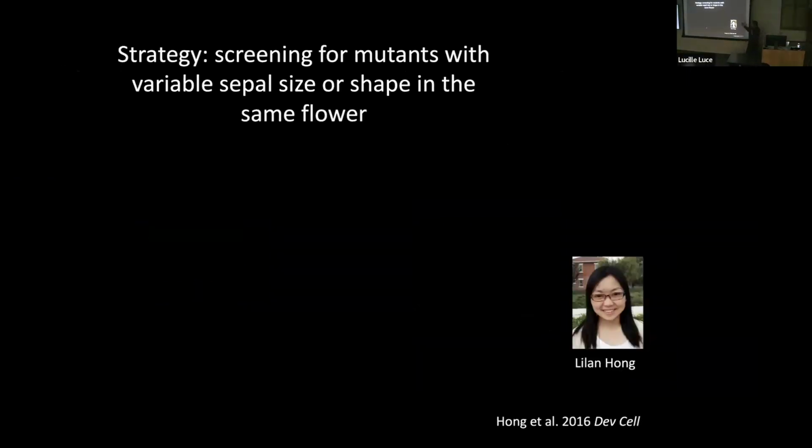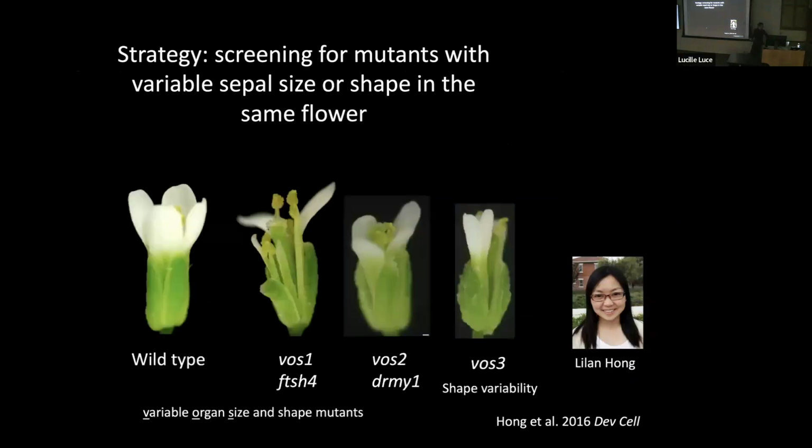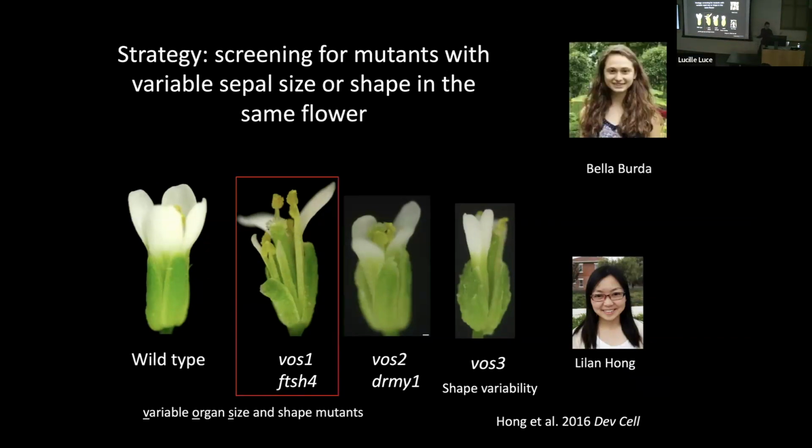So how do we get at this process of how organs are reproducible in size and shape? This was done by my former postdoc, Dr. Leland Hong, and we're geneticists at heart, so we took a genetics approach. And we looked for mutants that disrupt this. And we pulled out the variable organ size and shape 1, 2, and 3 mutants, so VOS1, 2, and 3. These have other names because once we figured out what they were, we found other names. And I want to tell you a smidgen about each one.